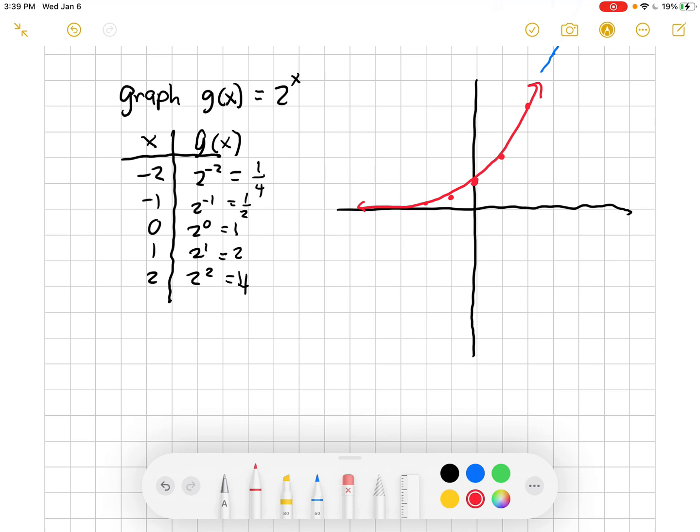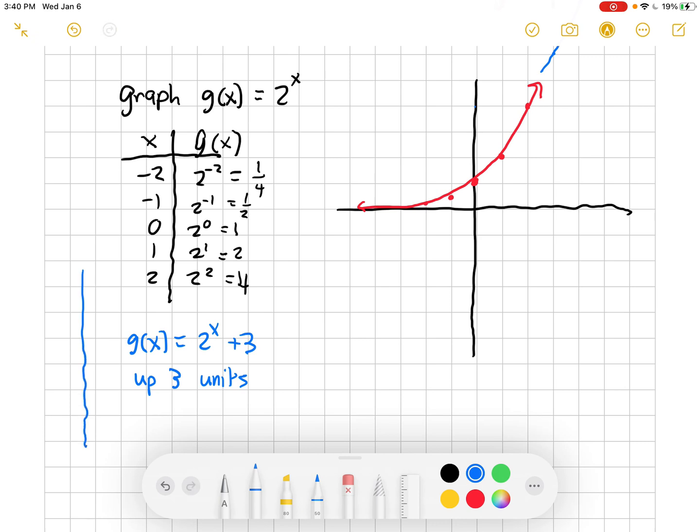So if we wanted to graph something like g of x is equal to 2 to the x plus 3, I'm looking at that and I'm thinking to myself, the transformation is going to be up 3 units. So I would expect it to look something kind of like this. That's just me kind of doing a rough sketch. We can do a much more accurate job of that here.